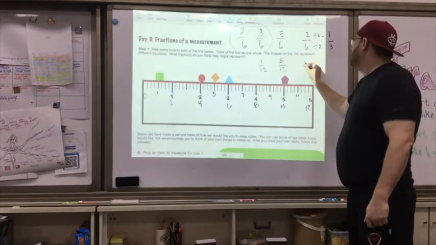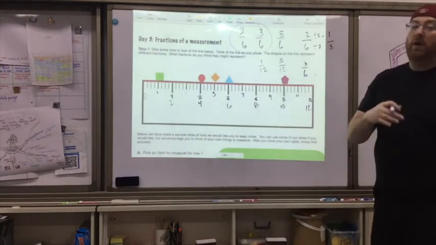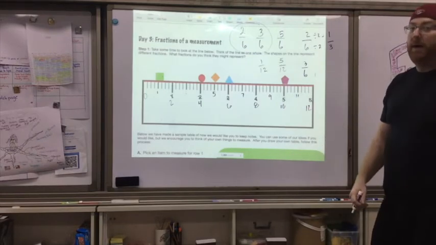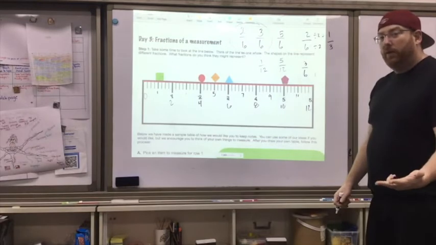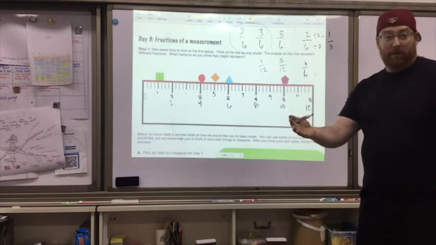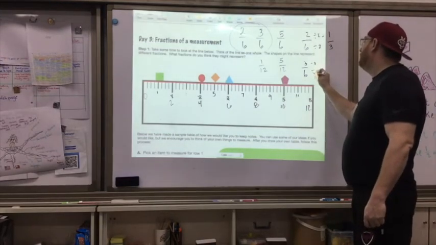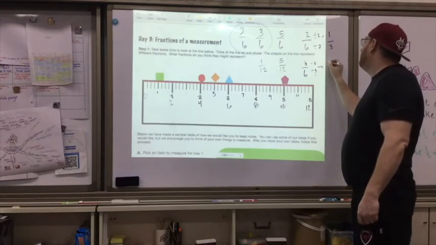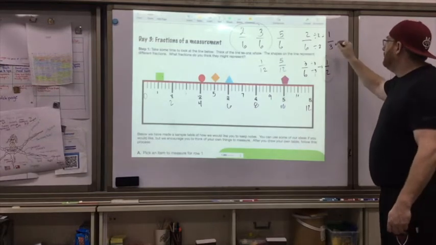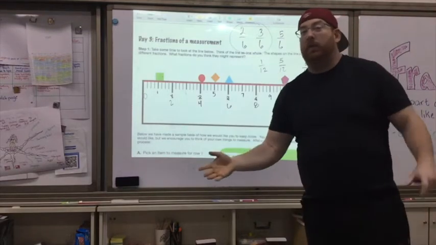With 3/6, we go through the same process. What numbers are 3 divisible by? 1 and 3. What numbers are 6 divisible by? 1, 2, 3, and 6. What is the largest number they have in common? 3. So we divide by 3, and we get 1/2. Okay? And these are our reduced or simplified fractions. We're going to do that more today with our table work.